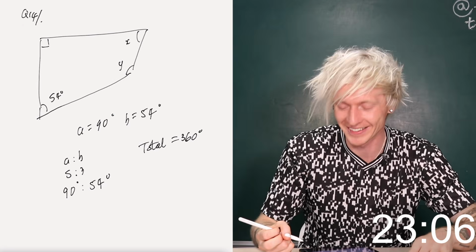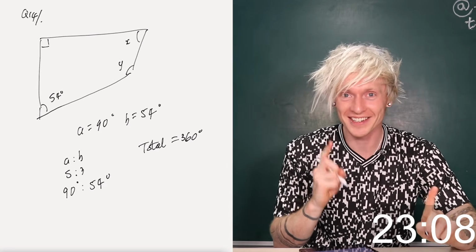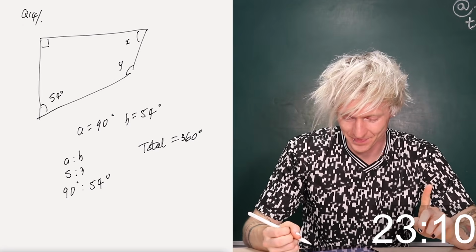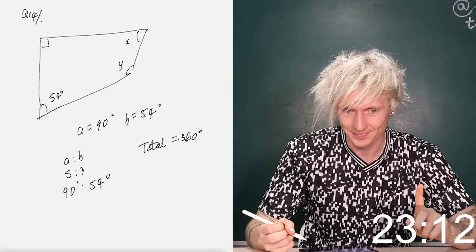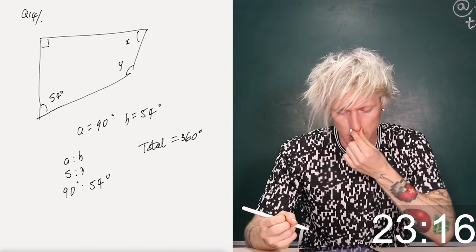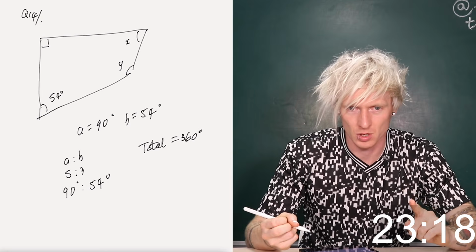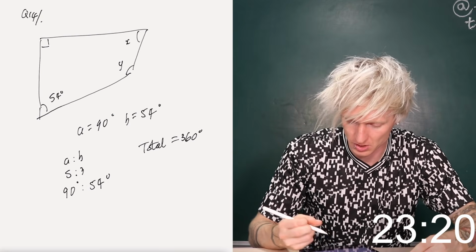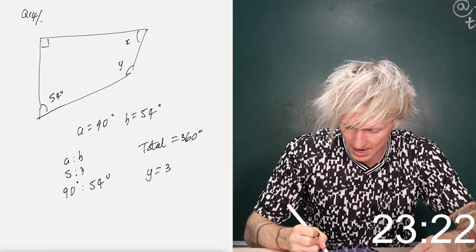Oh, I haven't even thought about angles in years. Okay, I think the total angle has to be 360. And I know A and B. And X and Y are in this ratio of 1 to 3. So Y is clearly 3 times X. Okay, so Y equals 3X.